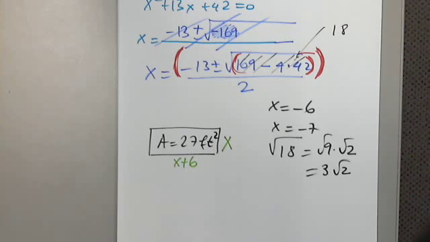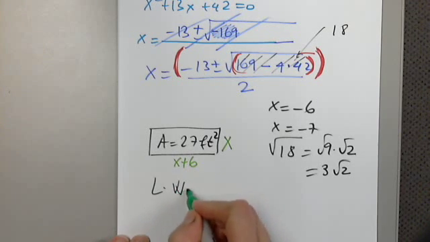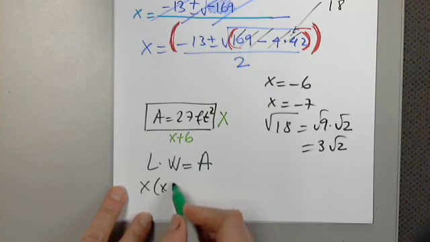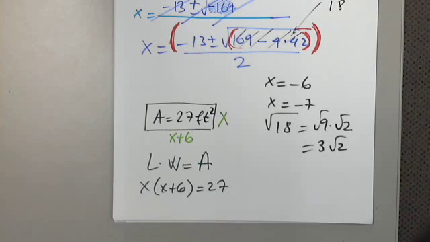So what do I have to write? And how do I determine the area of a rectangle? Length times width. So length times width equals the area. So can anyone dictate what we should write? Very good. X times x plus 6 equals 27.